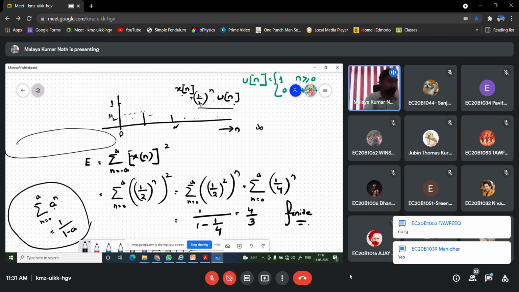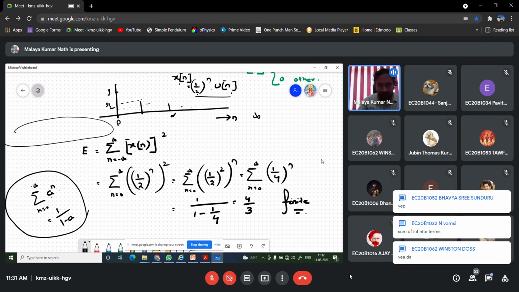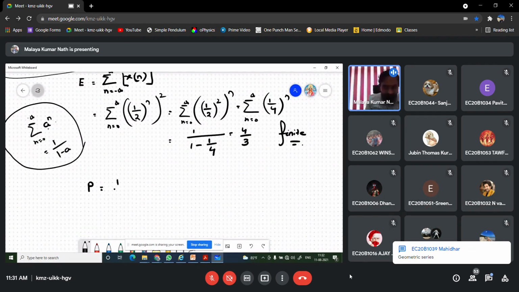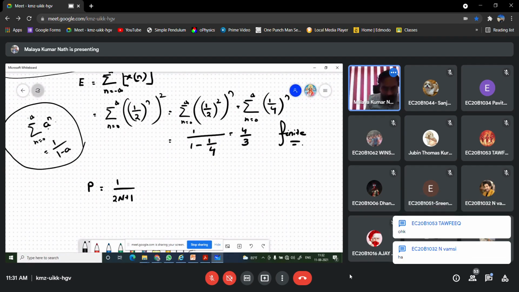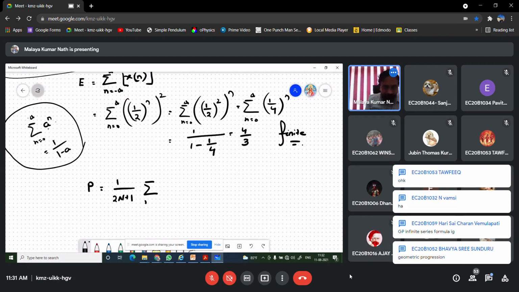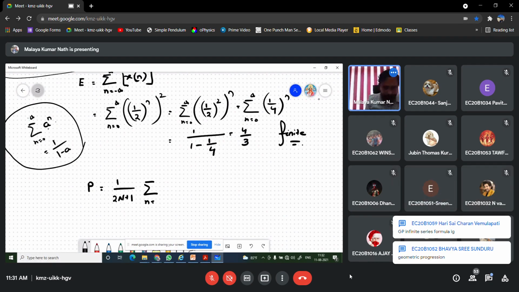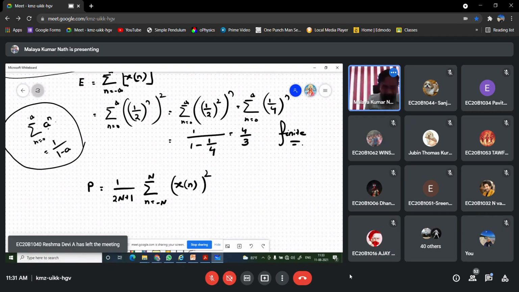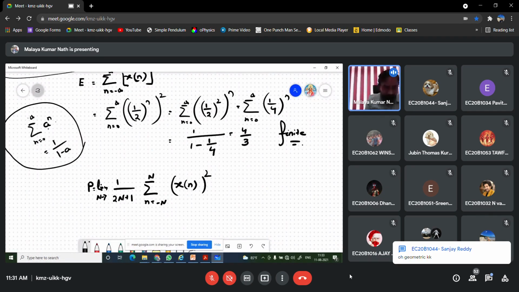right? Now we have to calculate the power in this case. So in order to calculate the power, what is the formula I told you? Power is equal to nothing but 1 upon 2n plus 1 summation n equal to minus n to n of x of n whole square. And in this case you have to take the limit n tends to infinity, right? So now if I substitute this value, then how much am I getting?